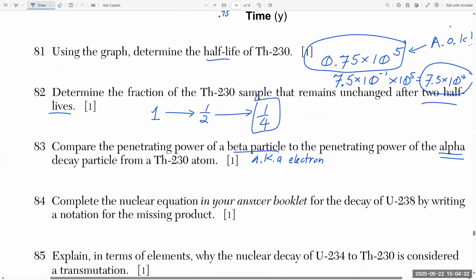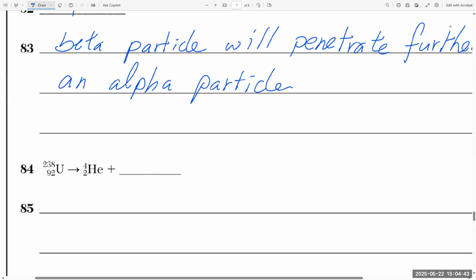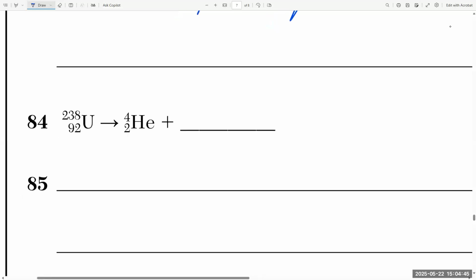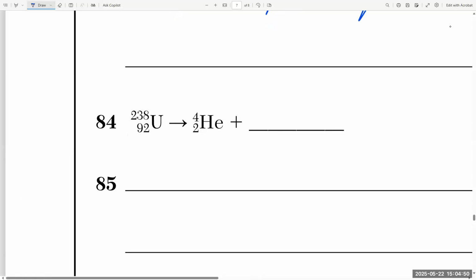All right. Next, complete the nuclear equation in your answer booklet for the decay of U-238 by writing the notation for missing product. Again, at the time of this video, we haven't covered it yet, but I'm going to show you how easy this is. It goes back to the conservation of energy and mass, which tells you that numbers on left and right side of the equation must be the same. Look, the total number on the left side right now is 92. Left side is only 2. So therefore, how do you make this equal? This thing better have a 90 on the bottom, right? Because 90 plus 2 is 92. Same goes for the top.